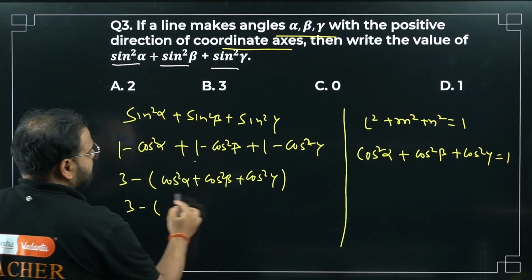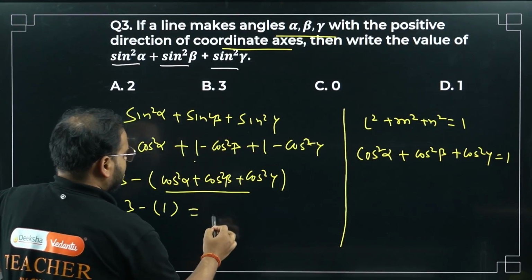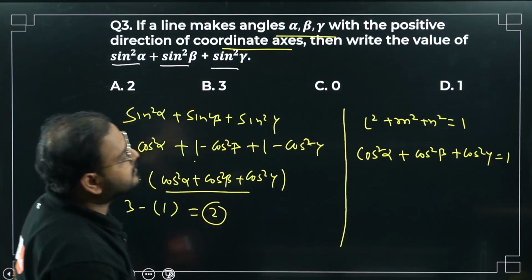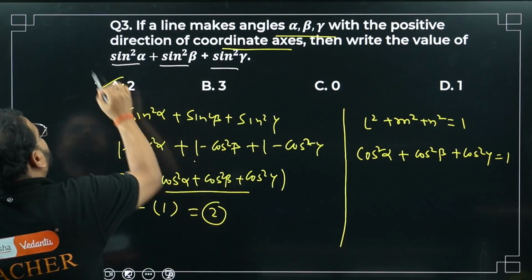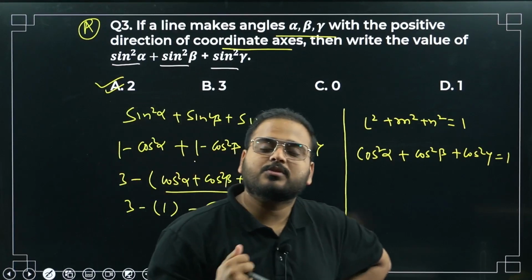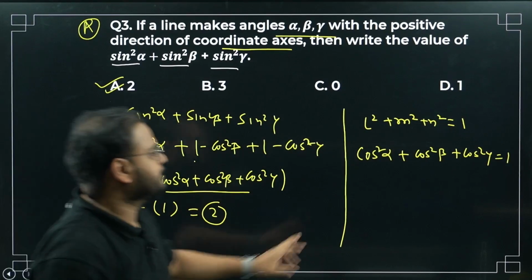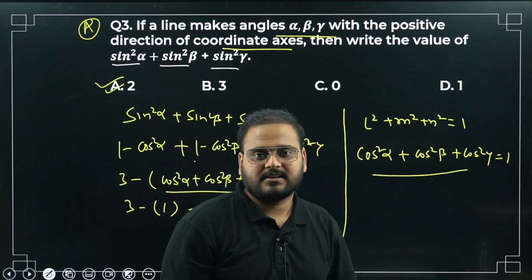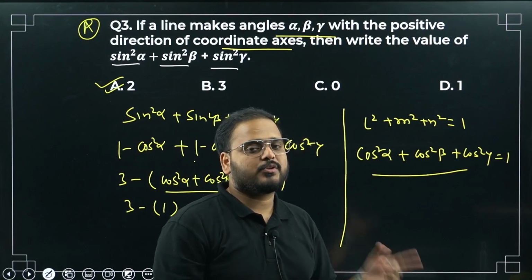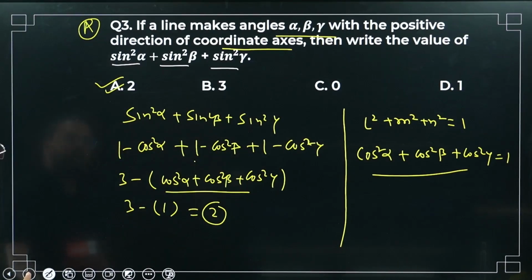3 minus, how much is this? This is simply 1. So 2. Any option like this? Option number A is correct. Option A is coming as 2. This is your answer. We have used this property for the direction cosines: L square plus m square plus n square equals 1. Moving on to the next question.